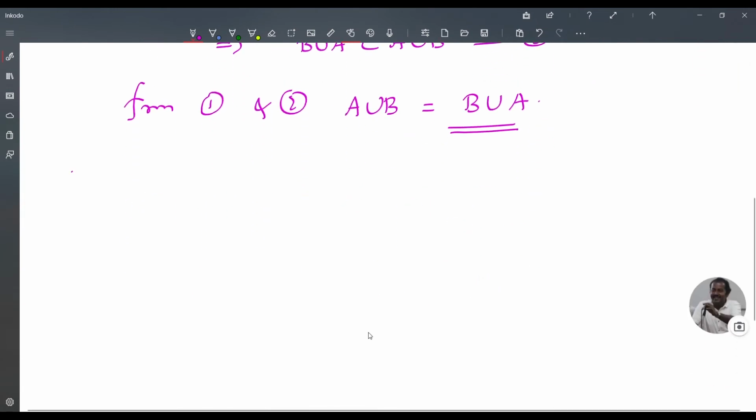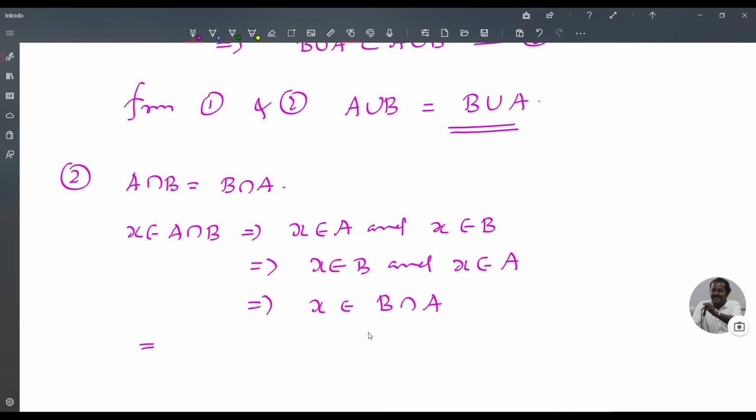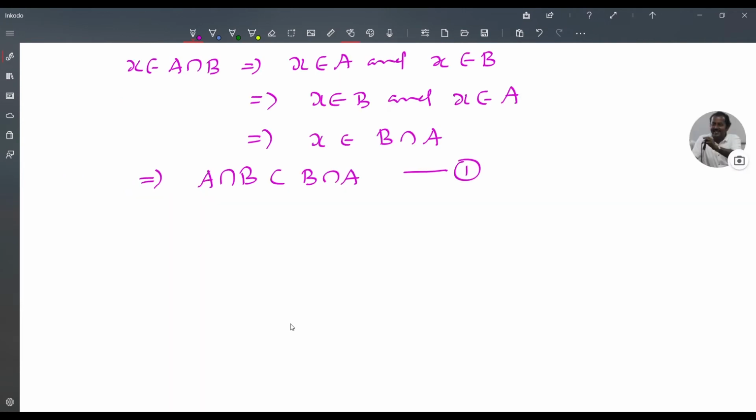Now 2, A intersection B equal to B intersection A. So x belongs to A intersection B implies x belongs to A and x belongs to B. So this implies x belongs to B and x belongs to A. So this implies x belongs to B intersection A. So this implies A intersection B is contained in B intersection A. We take this as 3.